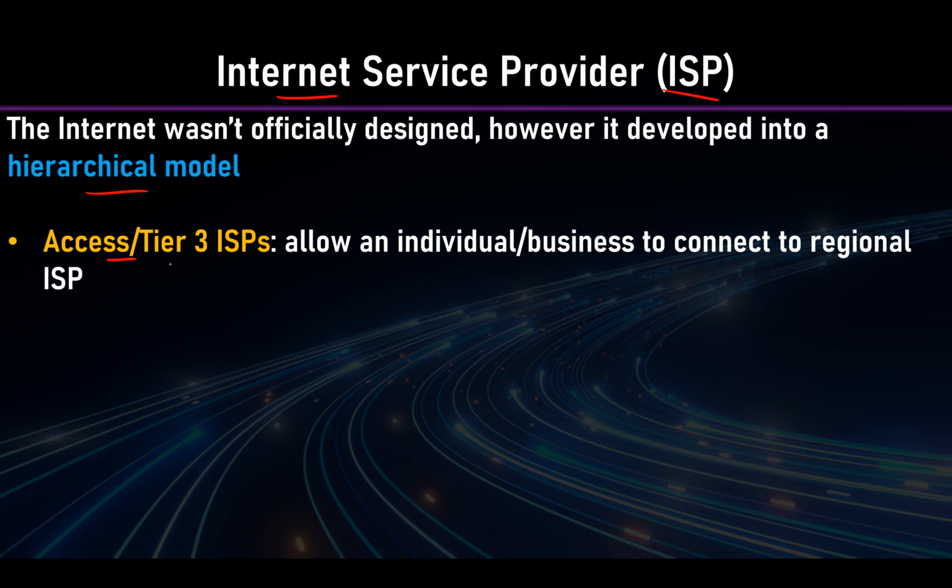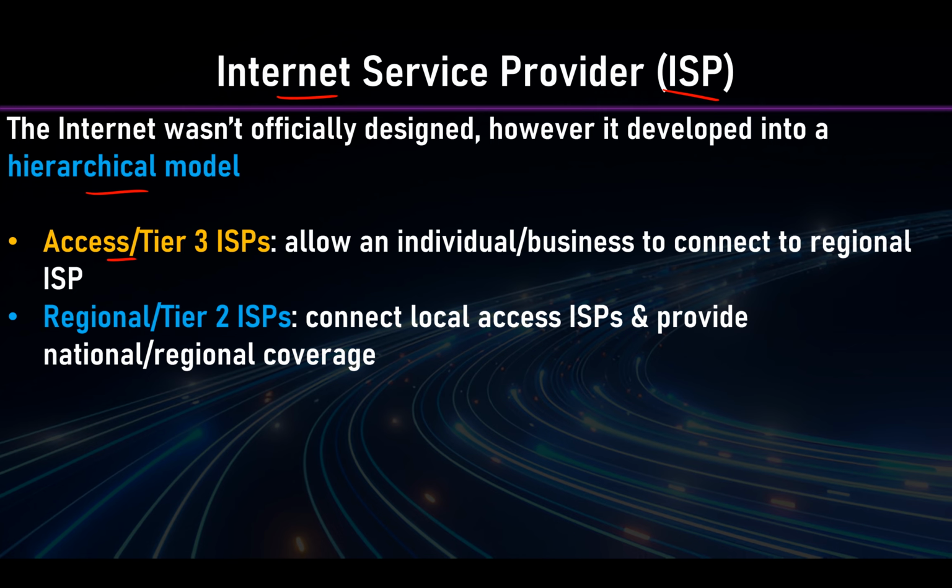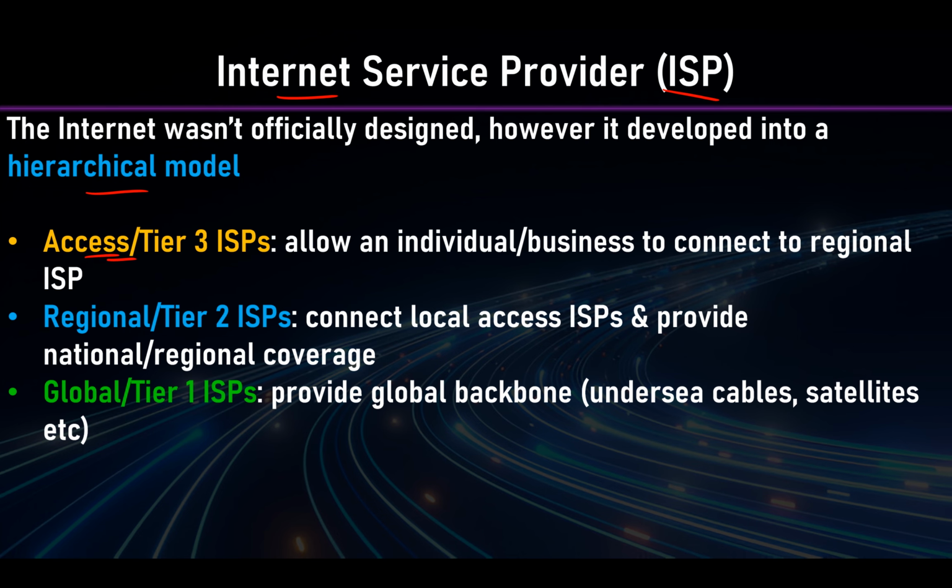If we're talking about the smallest level, it's going to be access or tier 3 ISPs. They allow an individual or business to connect to a regional ISP. Sometimes access ISPs can literally be just in one city, so super small. Then regional or tier 2 ISPs connect the local access ISPs and provide national or regional coverage. Then you've got global or tier 1 ISPs, which, as the name suggests, provide the global backbone, for example the undersea cables, the satellites, the worldwide communication.